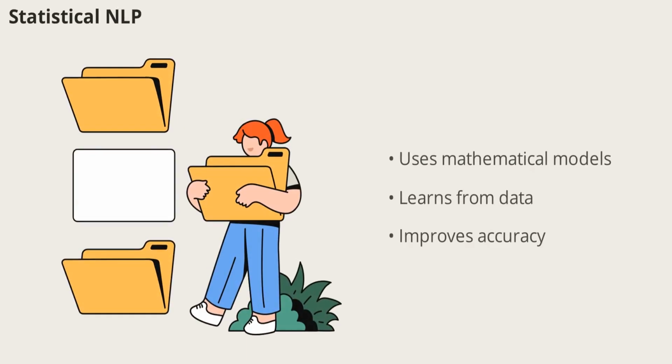Statistical NLP uses mathematical models to analyze language based on probabilities and patterns in data. By learning from large datasets, these models can make predictions about language use and meaning. Statistical NLP paved the way for more sophisticated techniques, enabling computers to handle complex language tasks with greater accuracy.